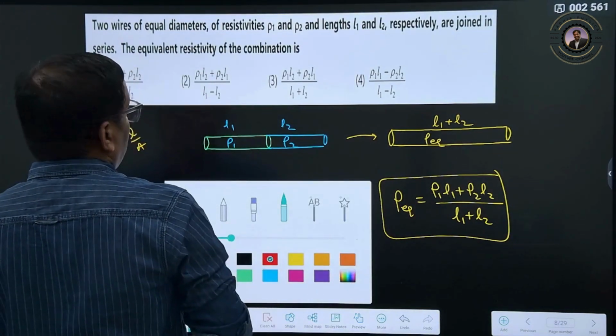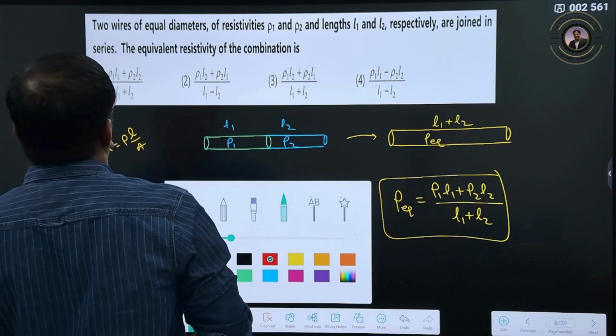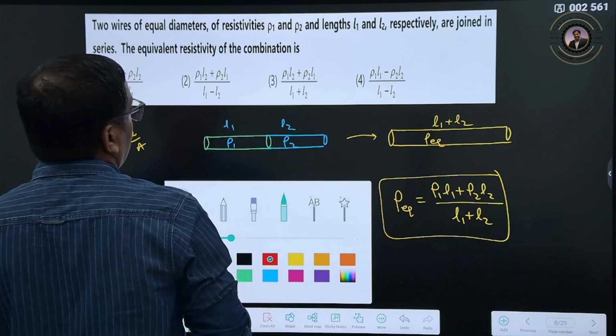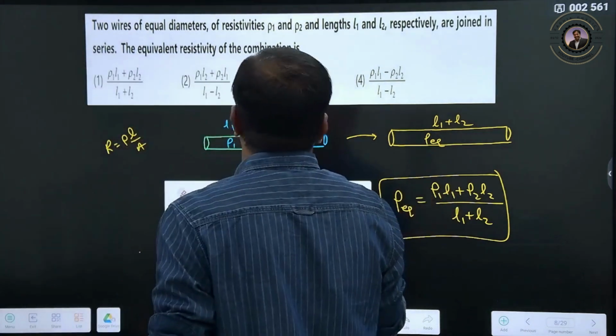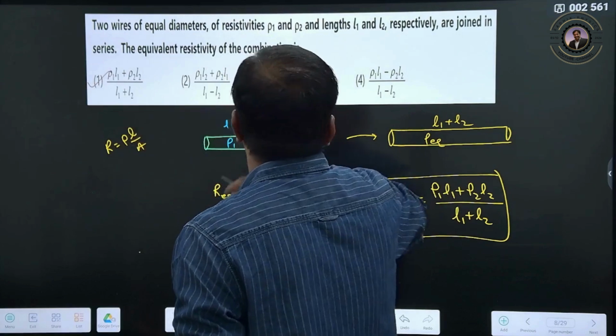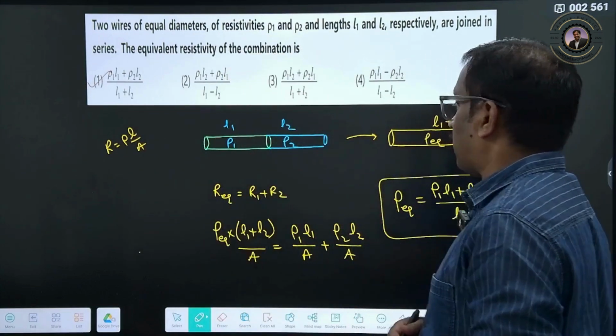Rho 1 L1, rho 1 L1. So this will be your answer. Rho 1 L2, this is minus, not there.